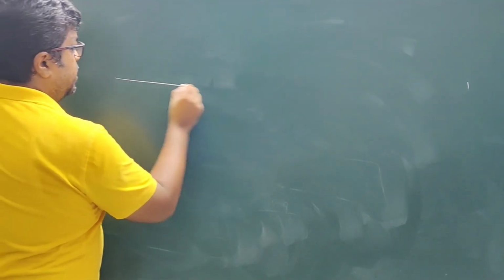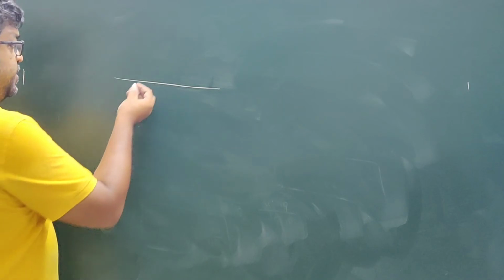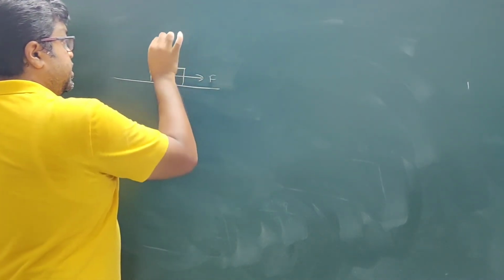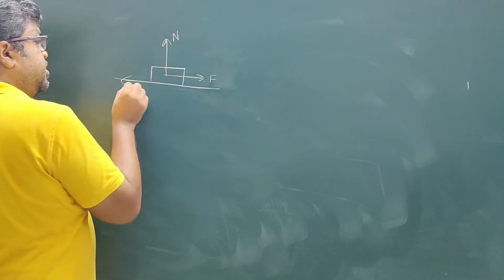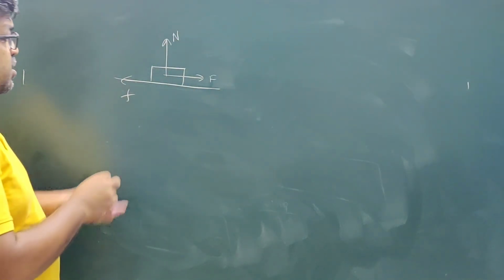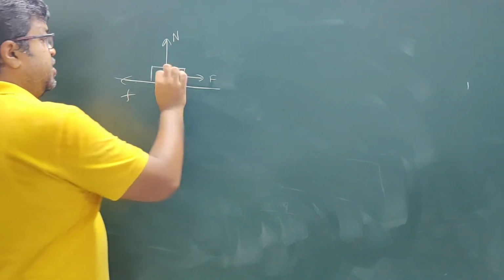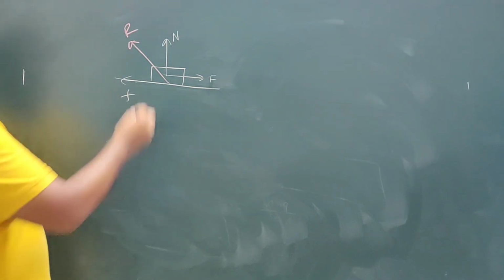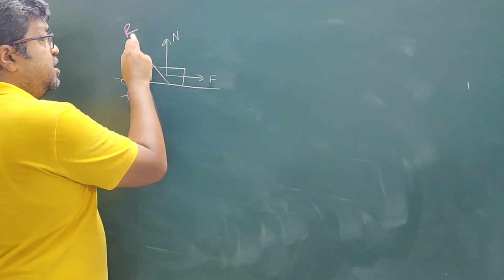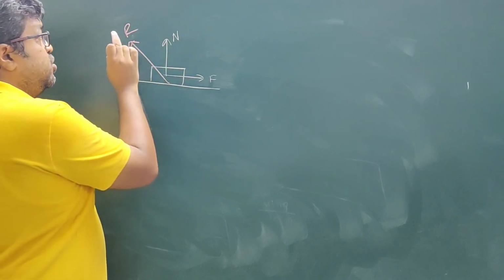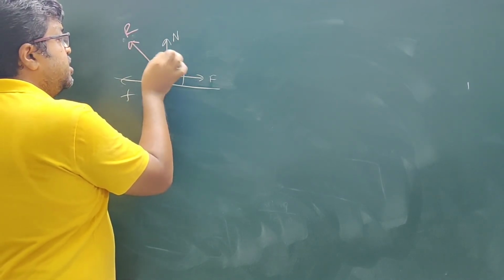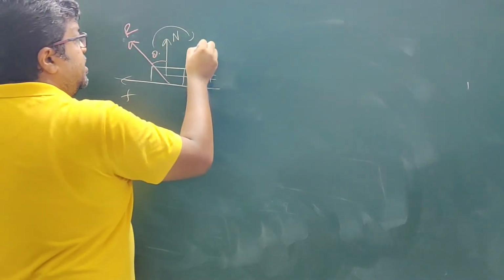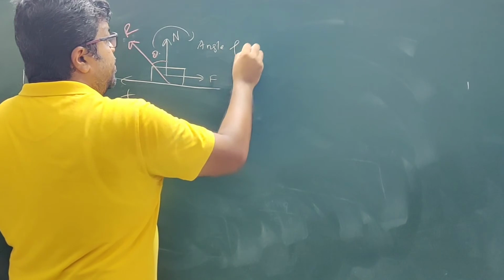Now suppose you have this horizontal surface. This is a block, this is the applied force, this is the normal reaction, and this is the frictional force. So suppose this is the resultant of the friction force and normal reaction. The angle between this resultant and the normal reaction, this angle theta, is called the angle of friction. This theta is the angle of friction.